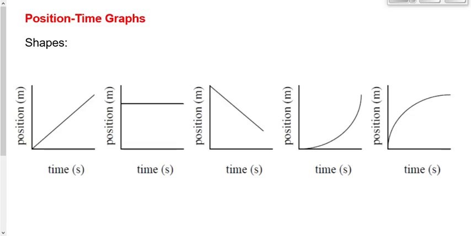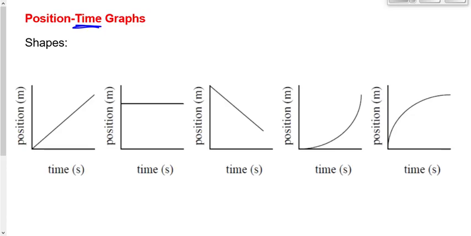Time. Time is the manipulated variable because it appears on the x-axis. The manipulated or independent variable is always on the x-axis. And, by the way, it always appears last in the title. Now, the first word in the title is position. It's also on the y-axis. That would be our what variable? Our responding variable or our dependent variable.